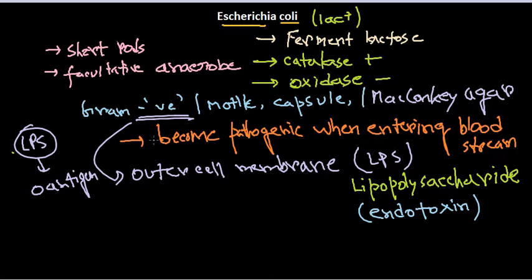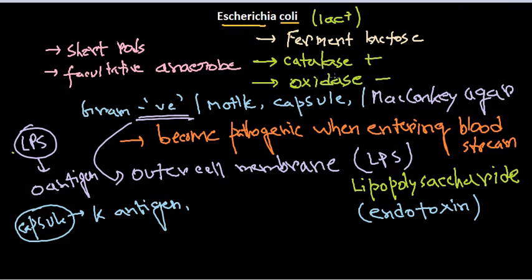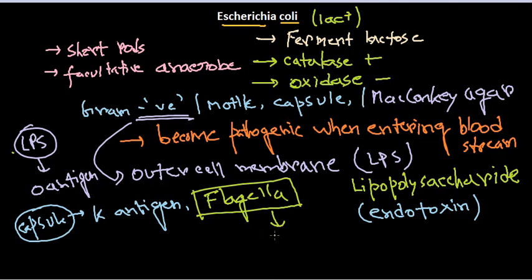Now the antigens that are present in the capsule layer are called K antigen. And obviously, LPS is done, capsule is done. Let's say the antigen present in the flagella, in those cases, we call those antigens that are present in flagella as antigen H or H antigen.